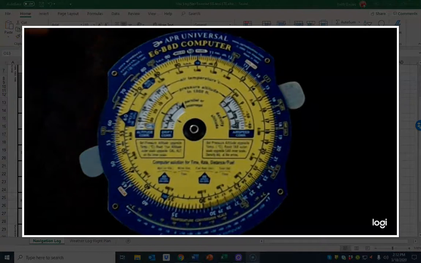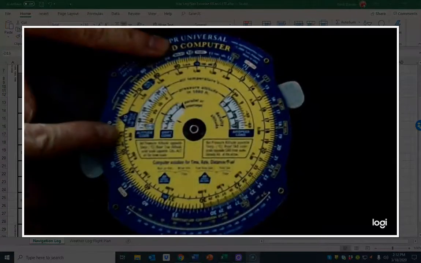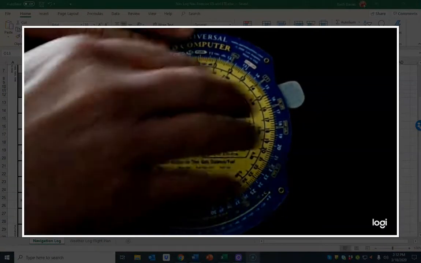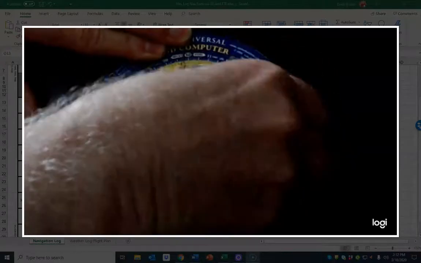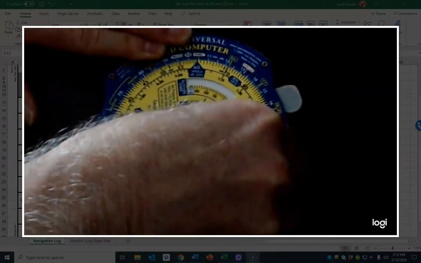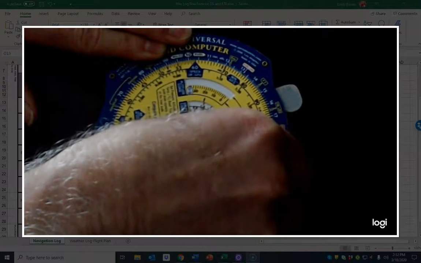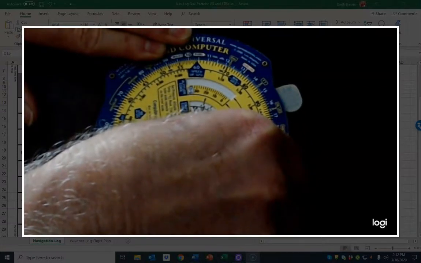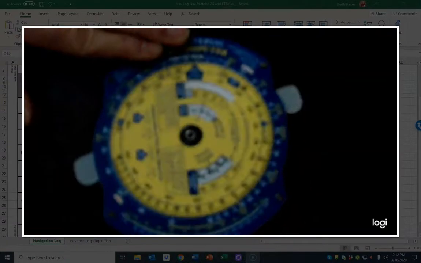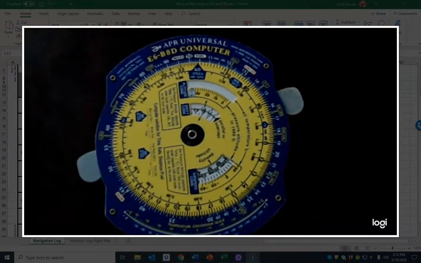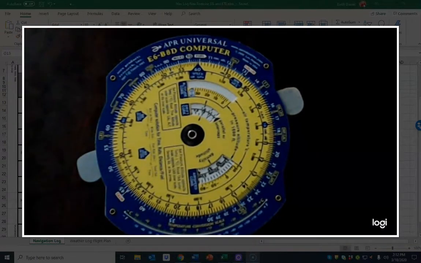All right, we said we're going 104 knots. So again, you use the index here and go over to 104, which there's a 10, and then 4 more ticks to the right. There's the 104 right there. Okay, and we said we need to go 15 nautical miles.